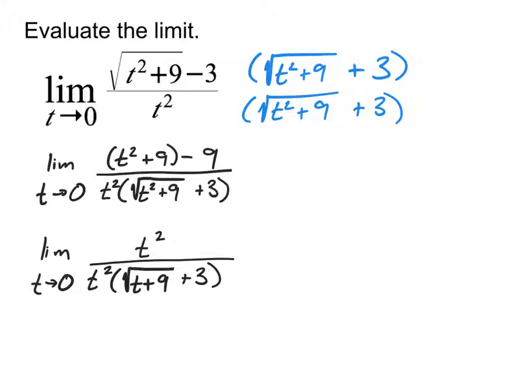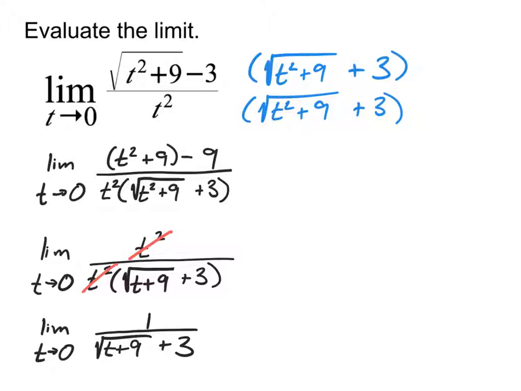So notice that after we multiply by the conjugate, we factor and cancel. In this case, I see a t squared on both the top and the bottom that's going to be canceling out. And so notice that when we cancel out the t squareds, we're left with just a 1 on the top. Now that I've done the canceling, now I try to do the direct substitution again.